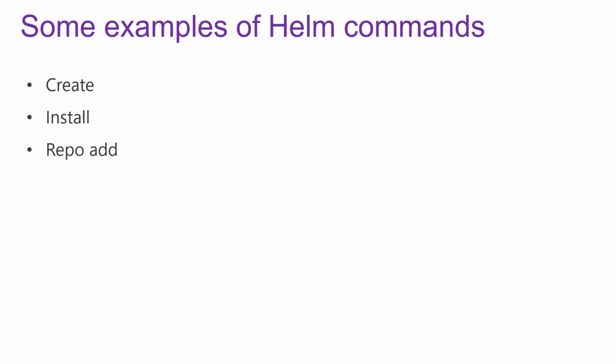Repo add, if I want to add a repo to my Helm. So for example, let's say I add a repo in the community, and then I can search this repo for pre-configured charts, where I can just search, download, and then change them to suit me. Search, where I can search the added repos, and there are many other commands. So let's go for the demo.